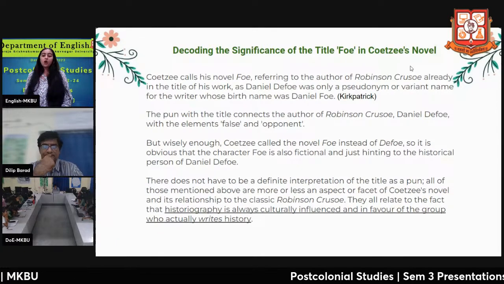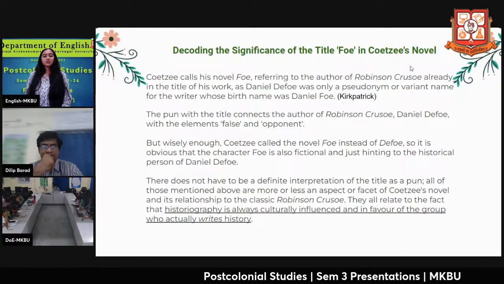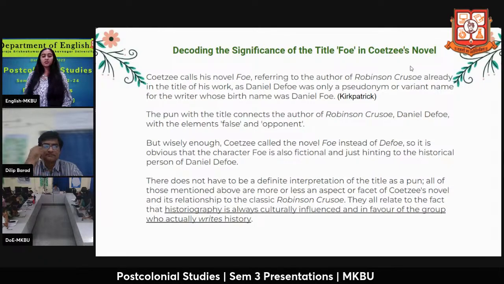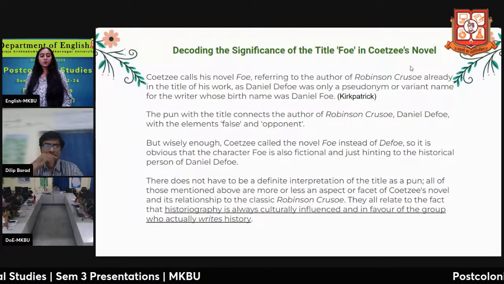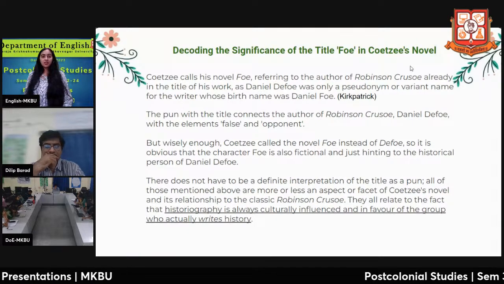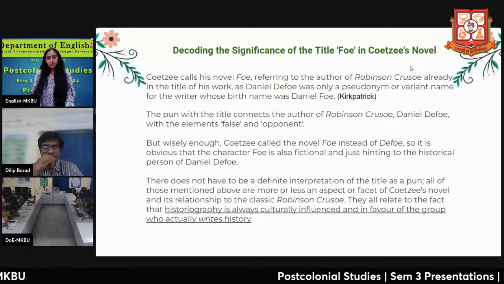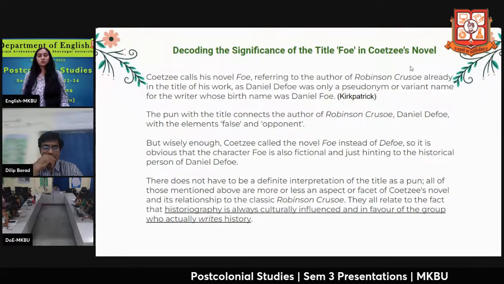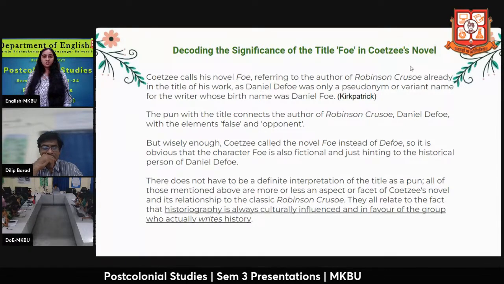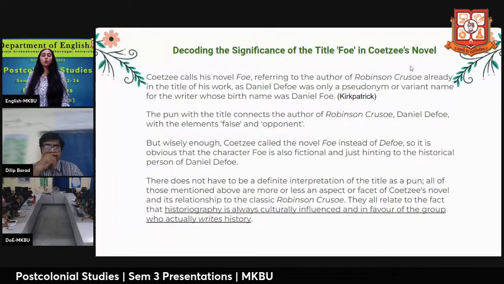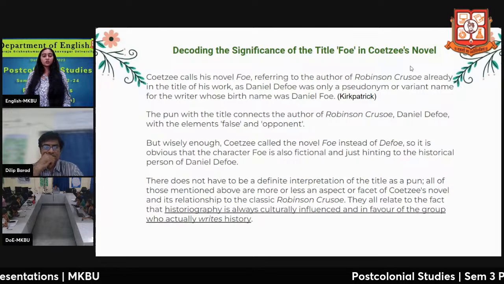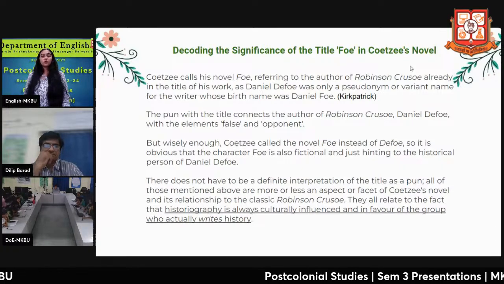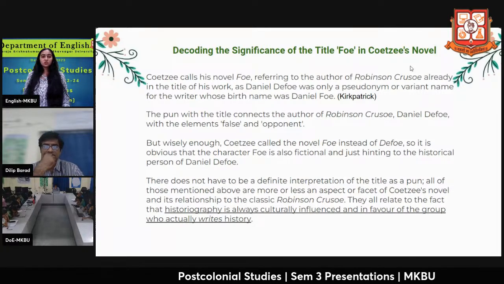They all are related to the fact that historiography is always culturally influenced and in favor of the group who actually writes the history. It is very common, as we have learned in post-colonial studies as well as cultural studies, that who owns the power, who has the pen, and who is going to tell the story defines what can be the story and what will be the story.